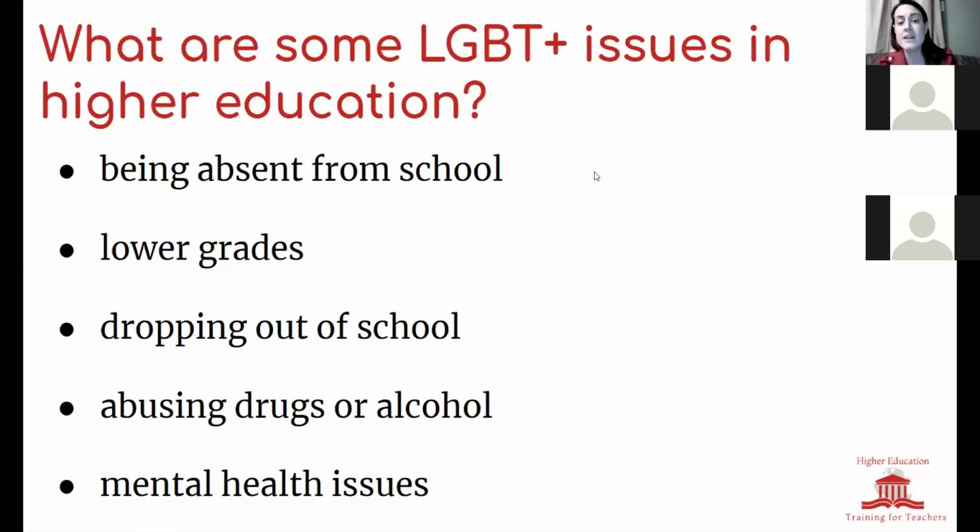Okay, so some of the issues are that a lot of LGBT plus students are bullied. So they are treated very badly by other students and maybe even other teachers and staff. This causes them to be absent from school, which is obviously not a good thing. If they miss school, then they're not going to get as good marks. So they might get lower grades, which is not good. They might drop out of school.